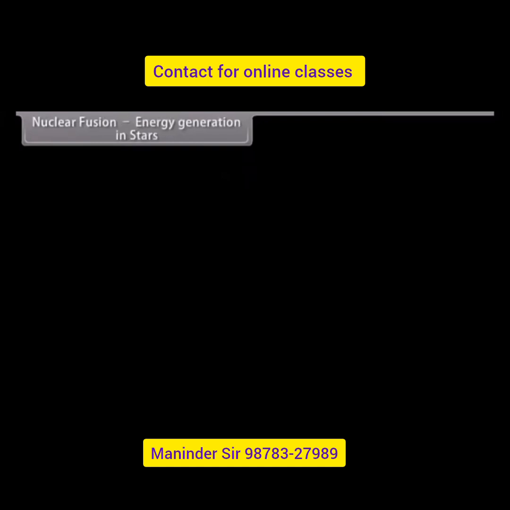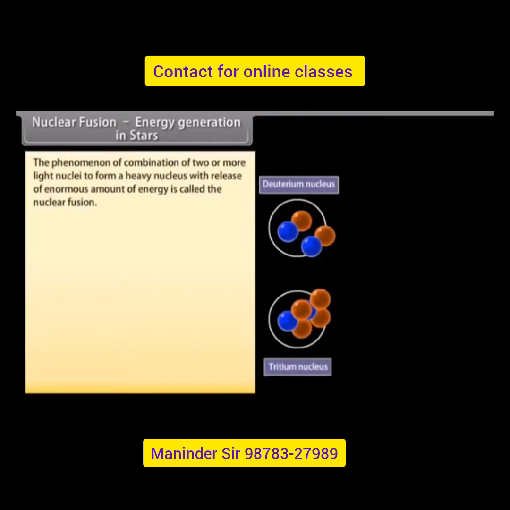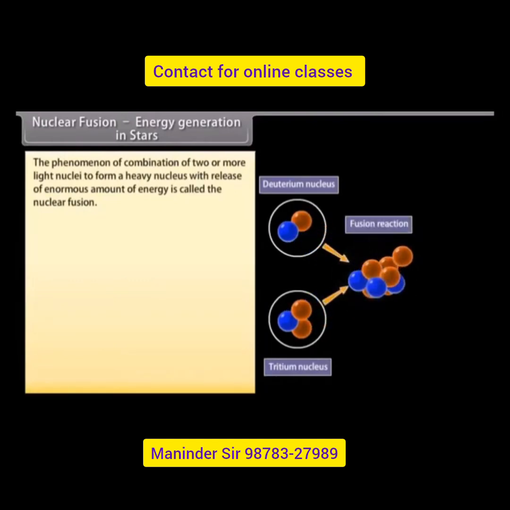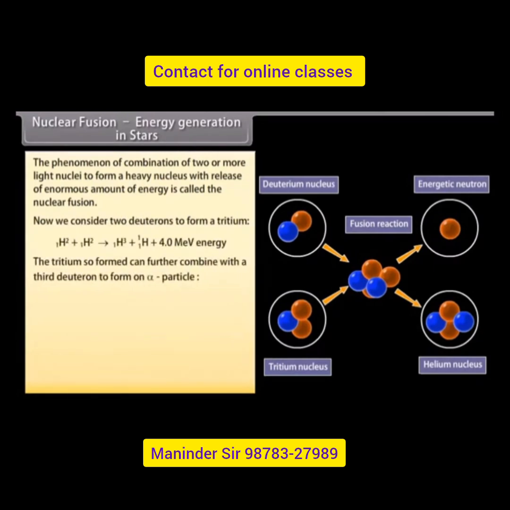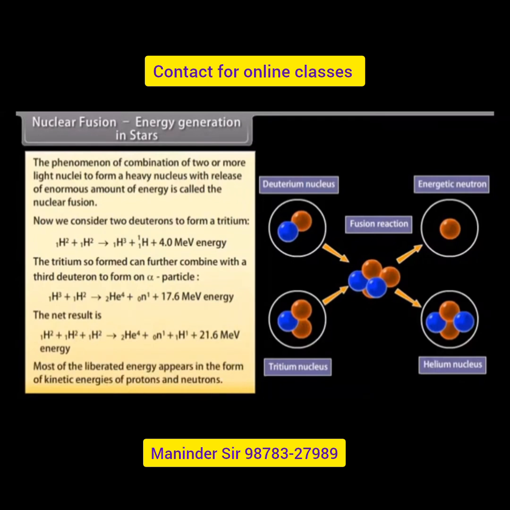Nuclear fusion, energy generation in stars. The phenomenon of combination of two or more light nuclei to form a heavy nucleus with release of enormous amount of energy is called nuclear fusion. Now we consider two deuterons to form a tritium. The tritium so formed can further combine with the third deuteron to form an alpha particle. The net result is... most of the liberated energy appears in the form of kinetic energies of protons and neutrons.